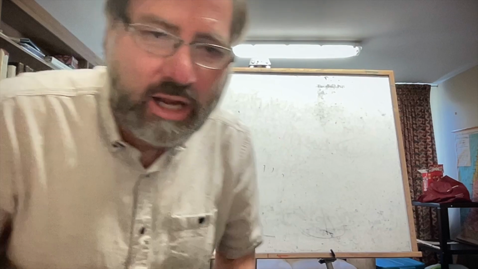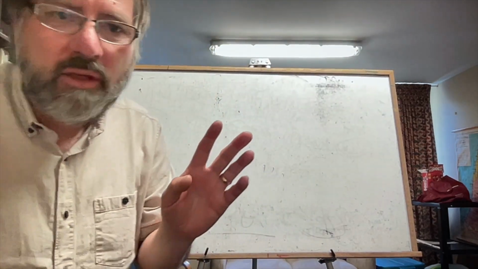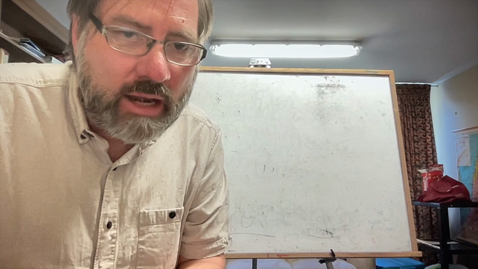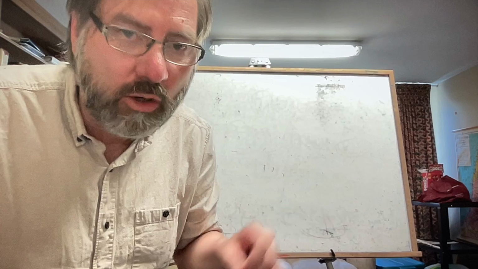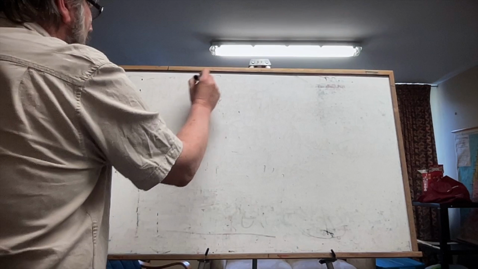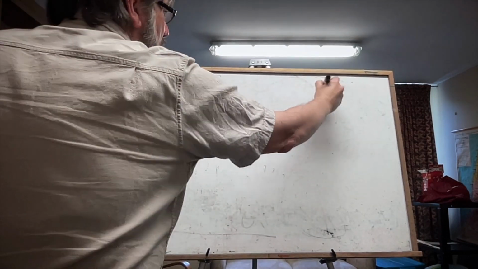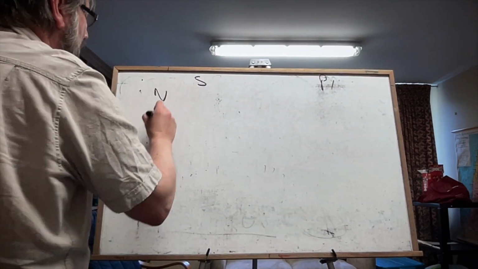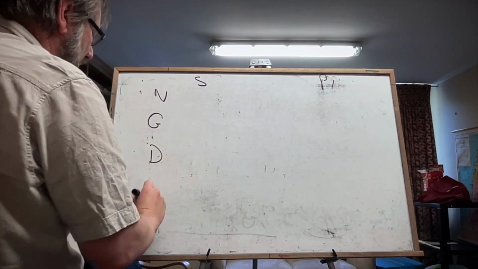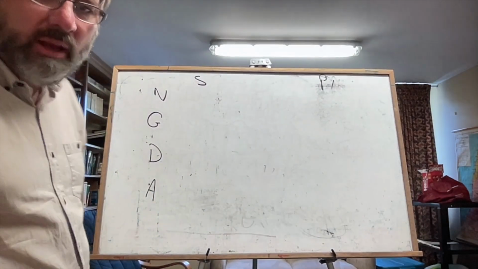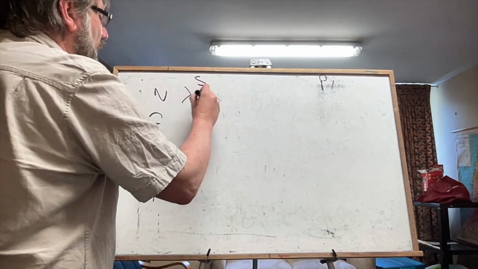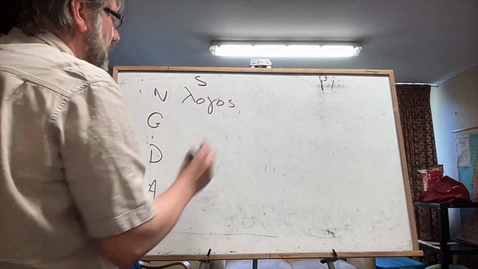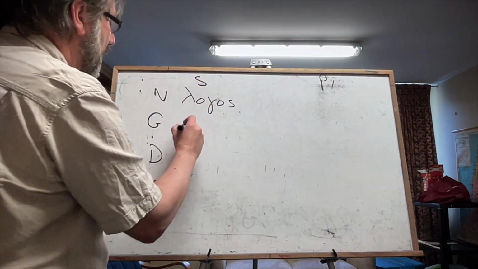Second declension nouns are nouns that are masculine and/or neuter, and their stem ends in an omicron. I'm going to start with the masculines. Let me go singular, plural, nominative, genitive, dative, and accusative. And the example I'm going to use for you is the word for word, logos. So, logos, that's the nominative singular.